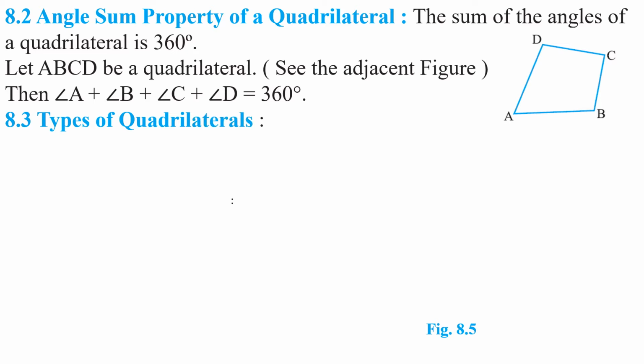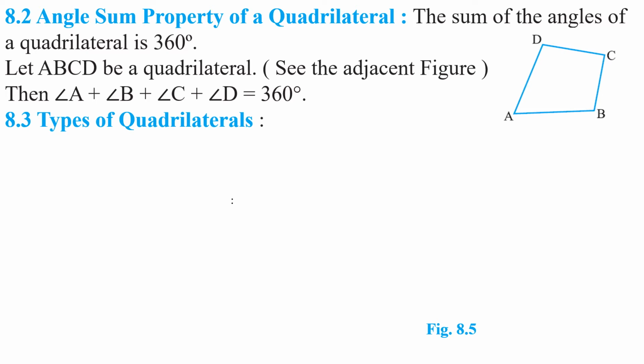Types of quadrilaterals. Here we are going to discuss types of quadrilaterals. Previously I told you there is a lot of difference between the name of a quadrilateral and the types of quadrilaterals. Here the name of this quadrilateral is ABCD. ABCD is the name of the quadrilateral. Now we are going to discuss types of quadrilaterals.